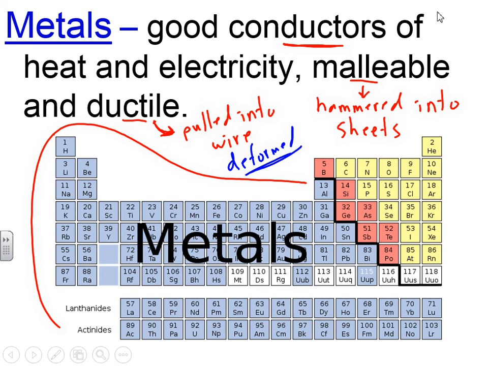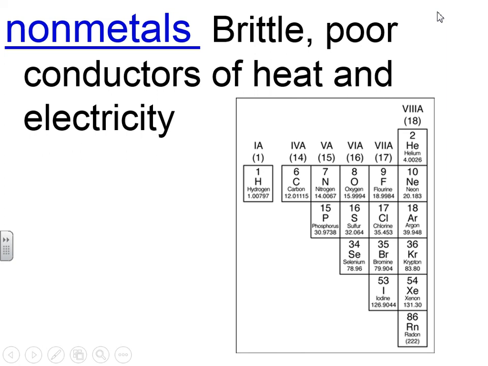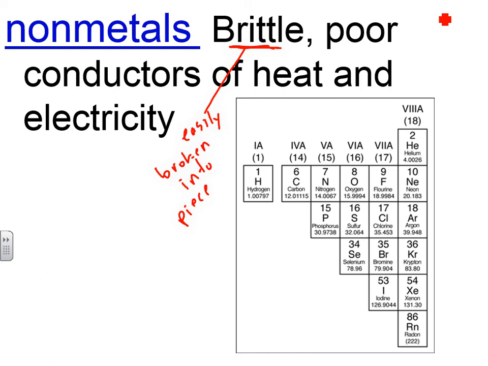Now, nonmetals are brittle, and they're not conductors. They're poor conductors of heat and electricity. The word brittle means it can be easily broken into pieces. Whereas with a metal, if you take a piece of metal and you hammer it, you put some pressure on it, the metal deforms. But if you have a piece of nonmetal and you hammer it, the piece of nonmetal breaks into little pieces. And that's what brittle means. That's the concept here. They are on the right side of the periodic table.